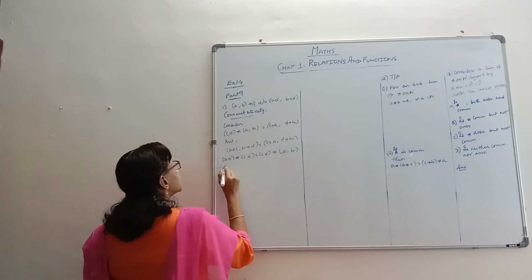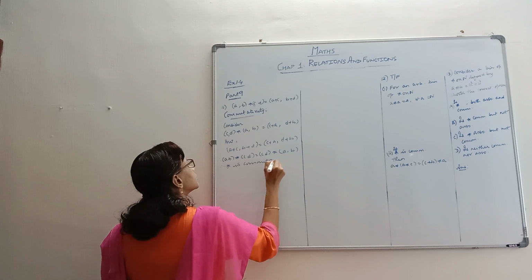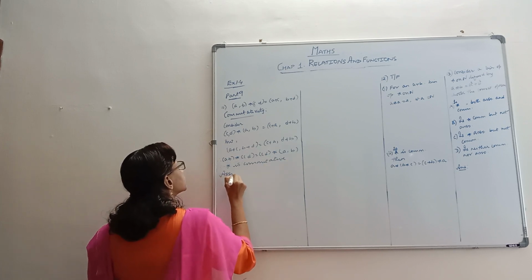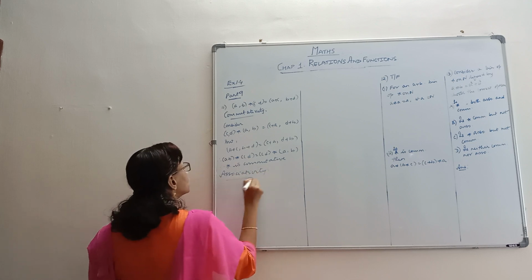So what do we conclude? That star is commutative, right? Then we will look at associativity. So for associativity, we'll have one more element.